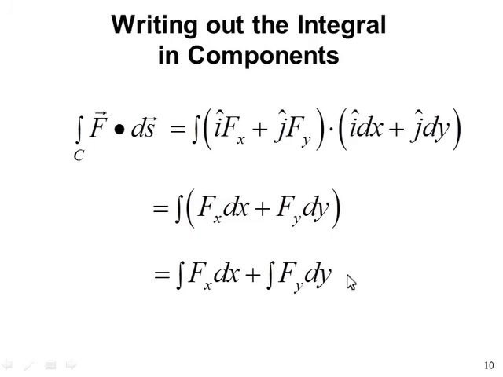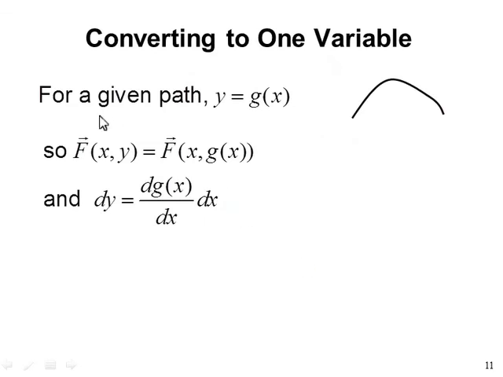We now have two integrals, one in x and one in y, but the functions in the integral, F x and F y, might actually still be separate functions of x and y. So we might need to simplify further. Remember that the relationship between x and y is set by the path that we do the integral over. So for a given path, coming back to y equals g of x, and there's just a path sketched here, F of x, that is the force, can be written solely as a function of x by making the substitution y equals g of x.